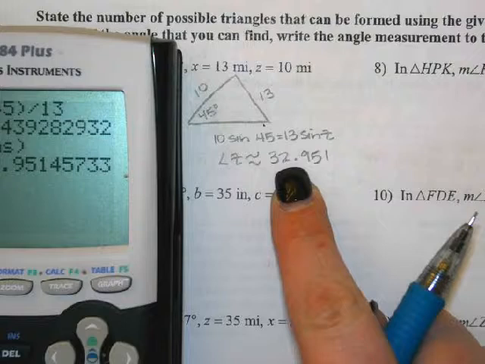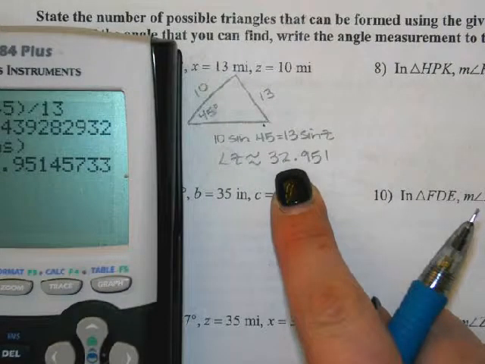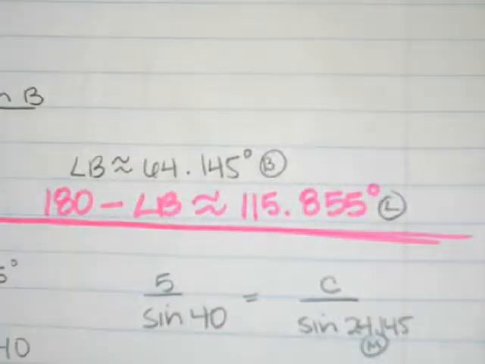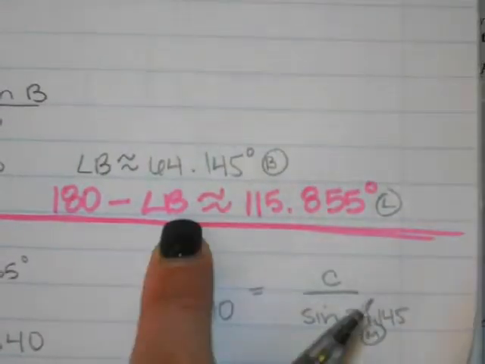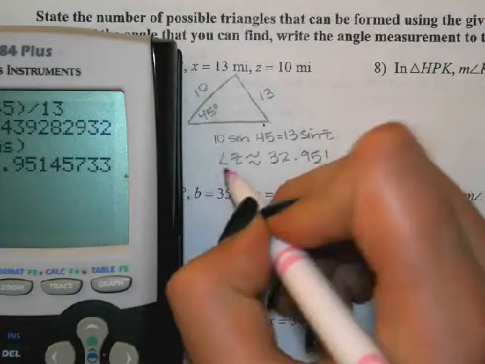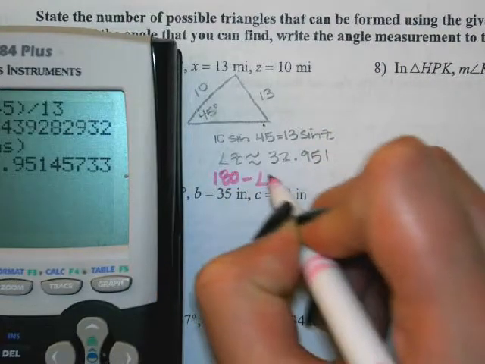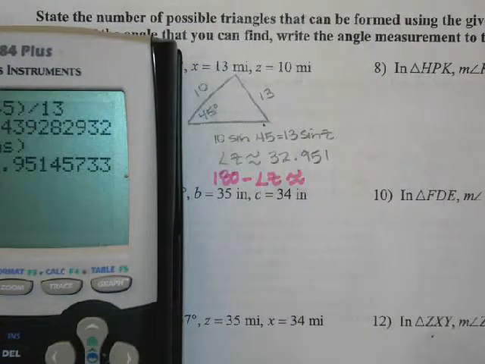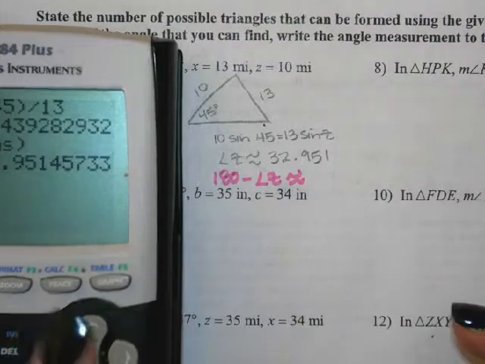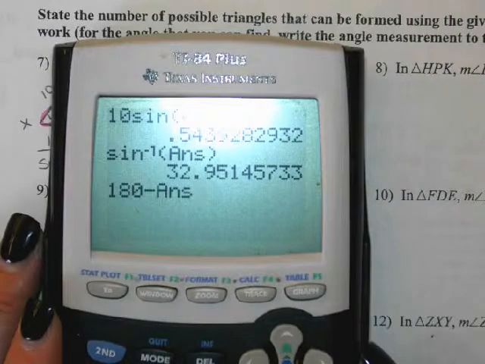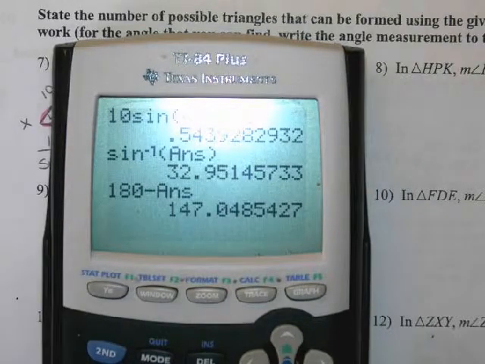So if the first triangle is 32.951, how do I find angle Z in the second triangle? We do 180 minus that. So I'm going to do 180 minus angle Z, and I don't have to store the numbers this time because I'm stopping the problem after I do this. I only have to store all the numbers if I was going to keep it going. So I do 180 minus second answer, and I get 147.049.